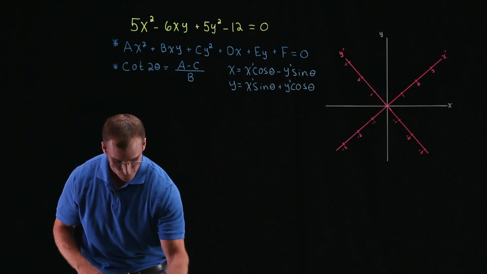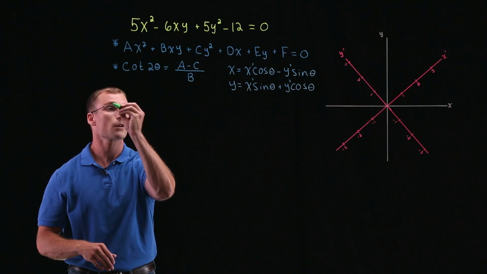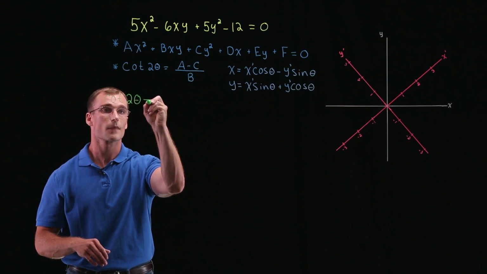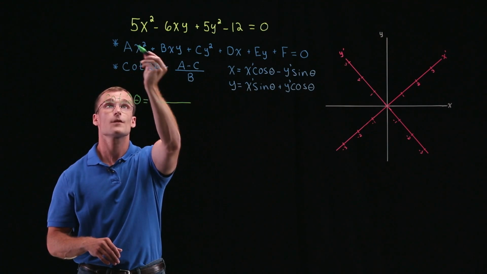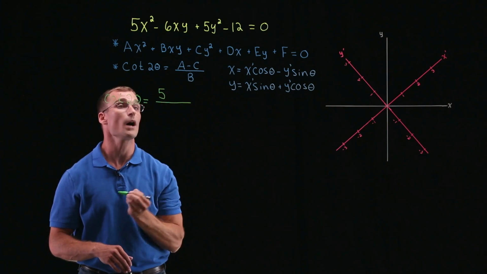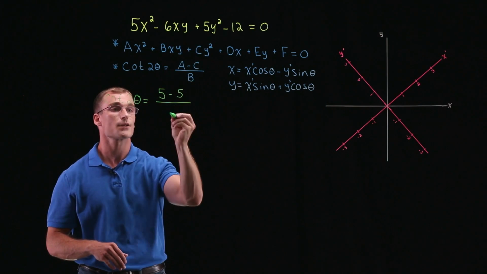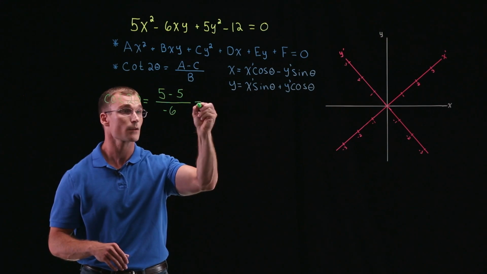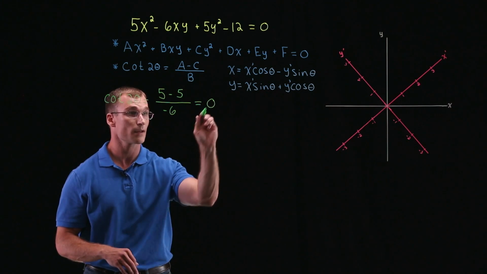We can do this by using these first two equations. So the cotangent of 2 theta is equal to a minus c over b. Our a, the coefficient in front of x squared, is 5, and our c, the coefficient in front of y squared, is 5. So we have 5 minus 5, and b, the coefficient in front of our xy term, is negative 6. 5 minus 5 is 0 in the numerator, which means this whole thing is equal to 0.